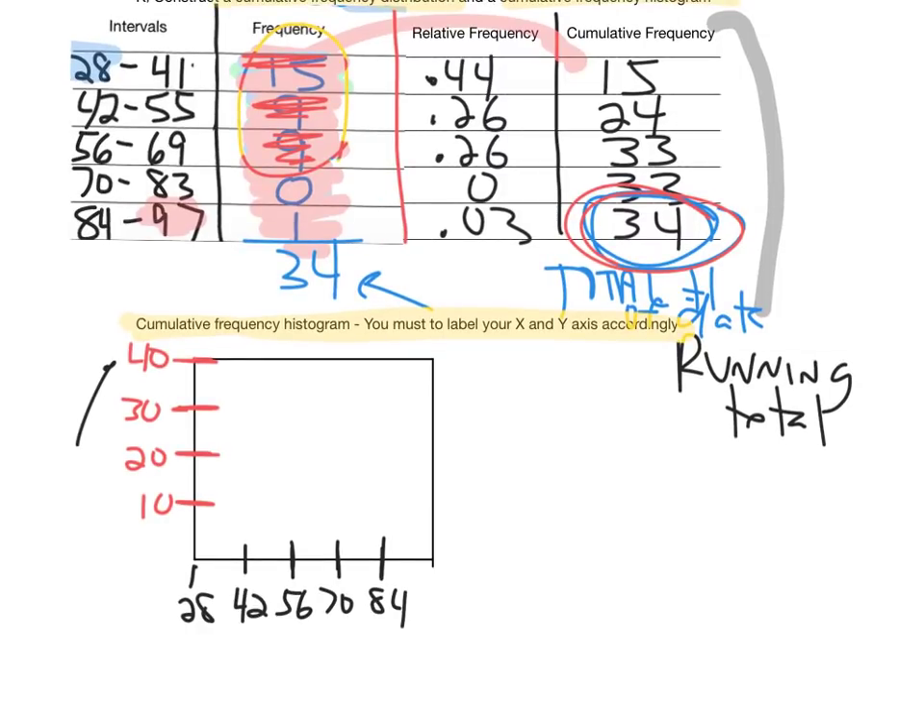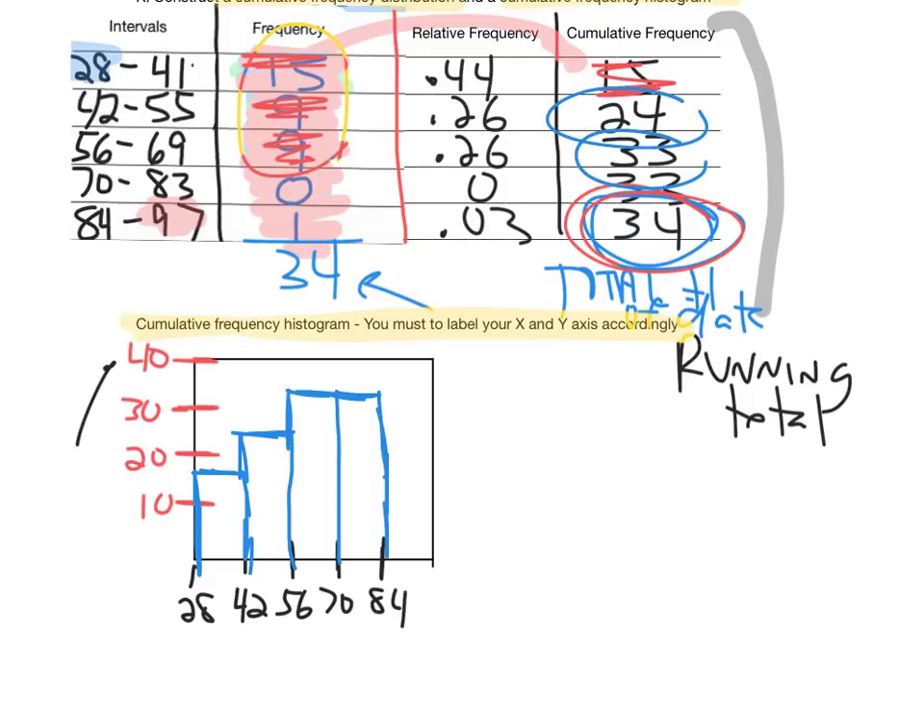The first interval's cumulative frequency is 15, so I'll go up to 15 for the first interval. Then I'm up to 24. Then 33. I'm going to stay at 33 because there's no numbers in that fourth interval, and then I'm going to get up to 34 for the last interval. So the cumulative frequency histogram always looks like a staircase going upward because it's a running total of the data.